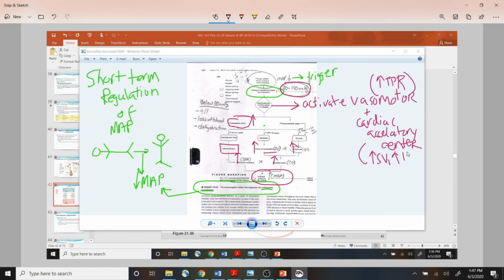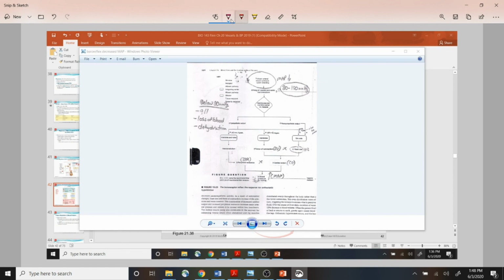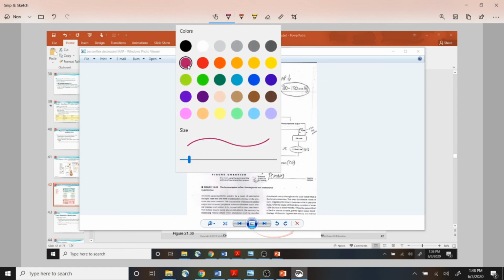And when I'm saying that, the cardioacceleratory center has sympathetic fibers that are going to be communicated to. And those sympathetic fibers will then tell stroke volume and heart rate to increase. And the vasomotor center has sympathetic fibers associated with it that will then tell most blood vessels' smooth muscle to constrict, increase total peripheral resistance. Now, I'm going to erase everything because there is a little caveat to this.